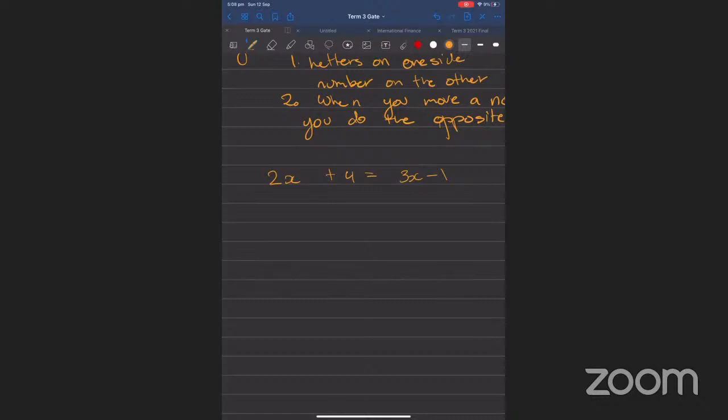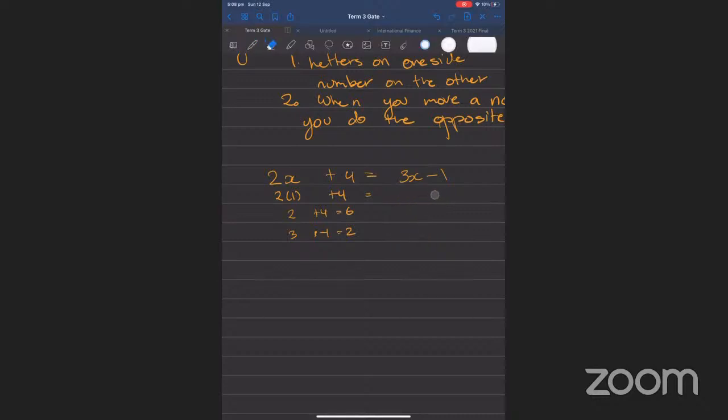If it was 1, this would be 2 times 1 plus 4 is equal to 3 times 1 minus 1. 2 times 1 is 2 plus 4 is equal to 6. Is that the same as this? Well, let's find out. 3 times 1 is 3 minus 1 is equal to 2. 6 is not equal to 2. So the answer cannot be 1.